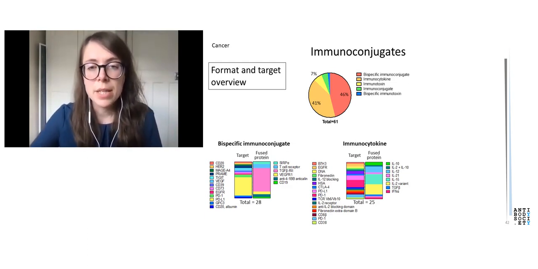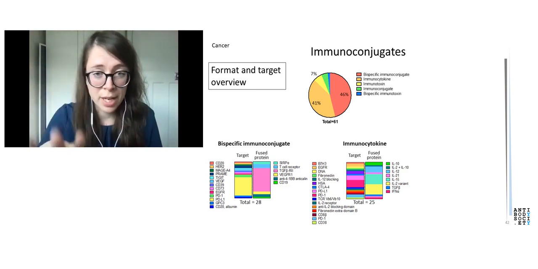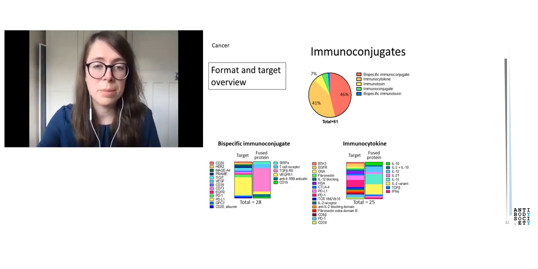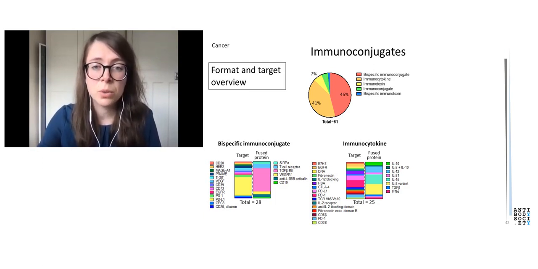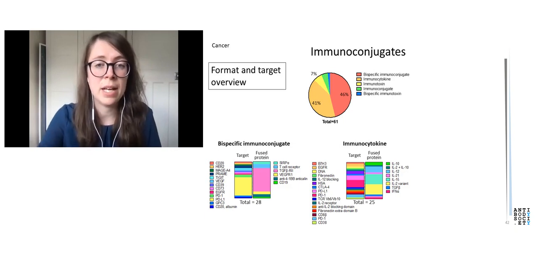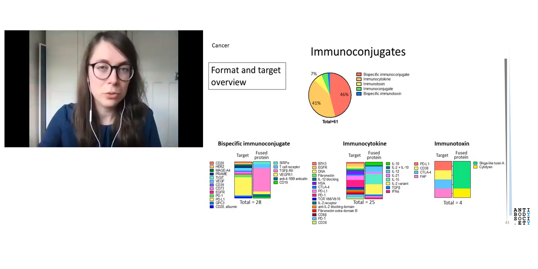Immunocytokines. There is a variety of targets for the antibody portion of these molecules. The most frequent ones are PD-1 and PD-L1. And then here the fused protein is instead a cytokine. And the most frequent one is IL-15, followed by IL-2 variant and IL-12. And then we have immunotoxins. They are only 4, and they all have different targets. But the fused protein is mostly the Shiga-like toxin A.